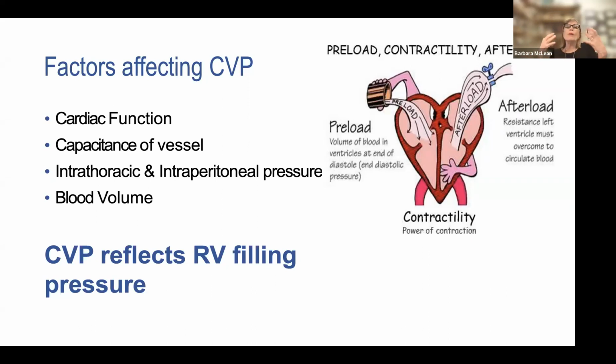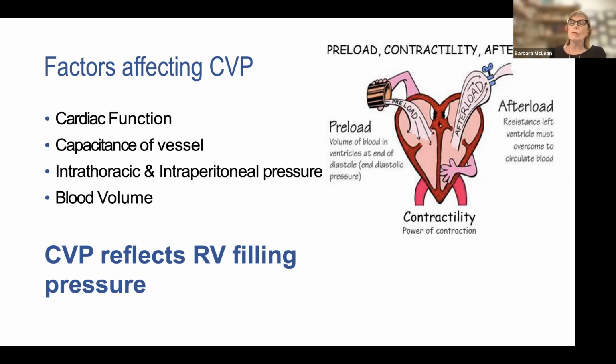Afterload is the amount of tension the ventricle has to generate to eject blood out the valve. And if we're talking about the right heart, that will be out of the pulmonic valve and into the pulmonary circulation. And then, of course, the power of contraction, which we really can't measure. We just assume the power of contraction by looking at cardiac output or stroke volume.